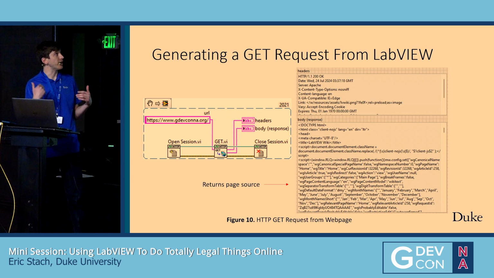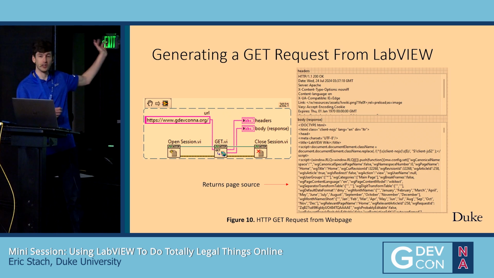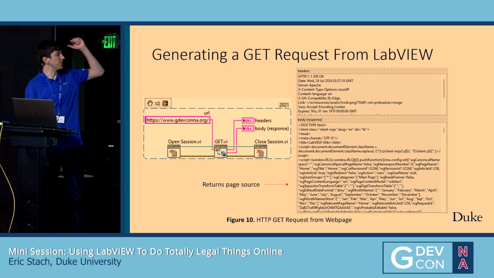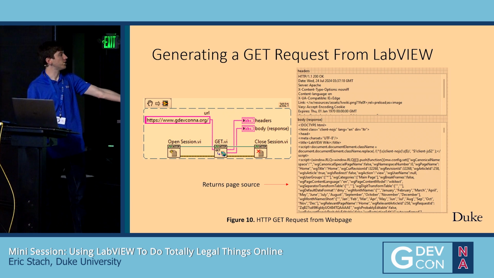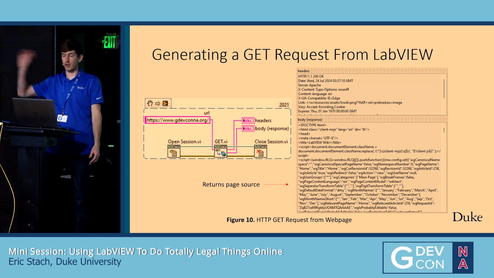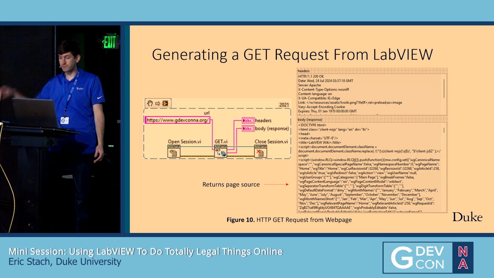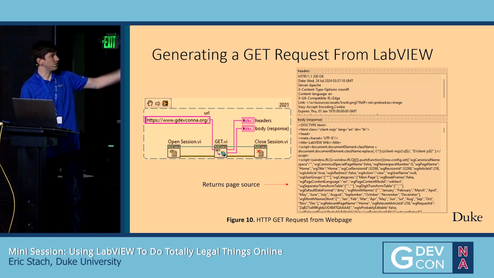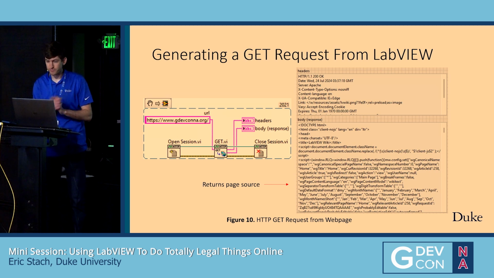Generating a GET request is even easier. You just have to give it a URL, such as the GDevCon NA website, and I can get the source code from the GET request. This is the equivalent of going to the website, hitting Control-U, and looking at the source code. This is generating the same thing.